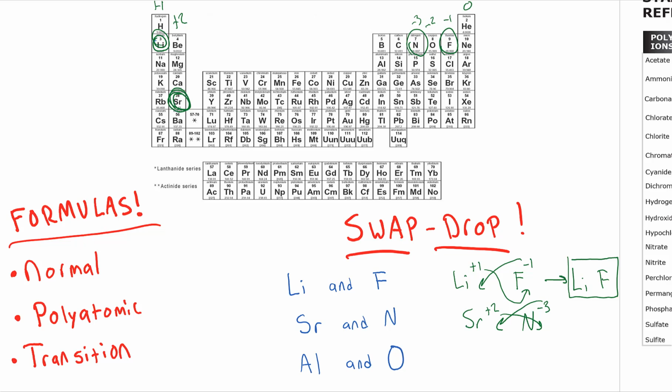We drop any positives and negatives. So we get Sr3N2. That is what you get when you combine strontium and nitrogen. Finally, last one, Al and O.